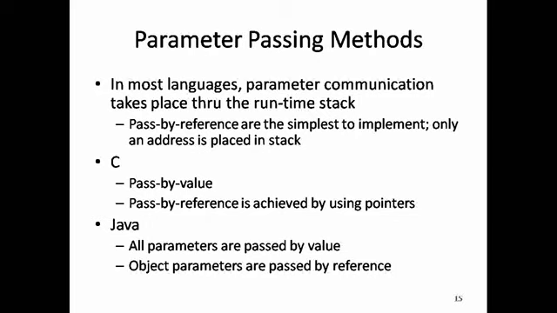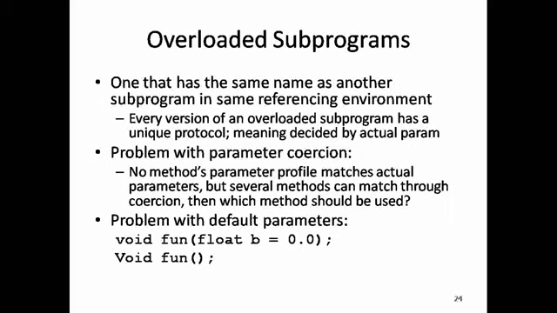Call by reference parameters are the simplest to implement. Only its address must be placed in the stack. And access to the formal parameters in the called subprogram is by indirect addressing from the stack location of the address. Next, we have seen the concepts of overloaded subprograms, in which the concept of function overloading was discussed.